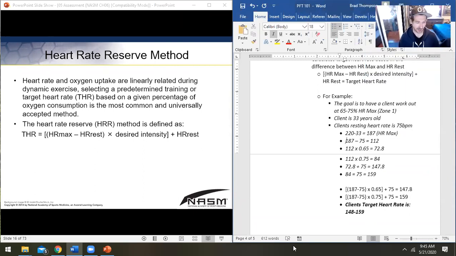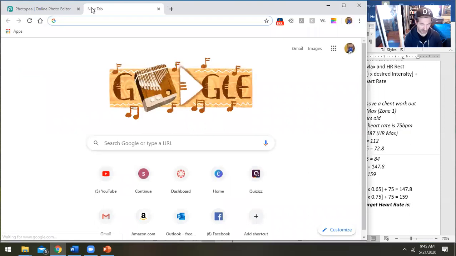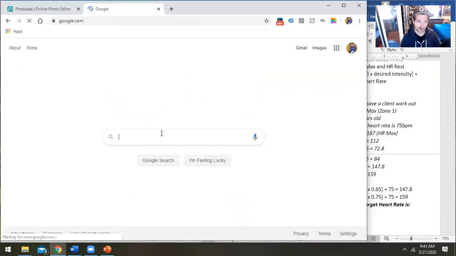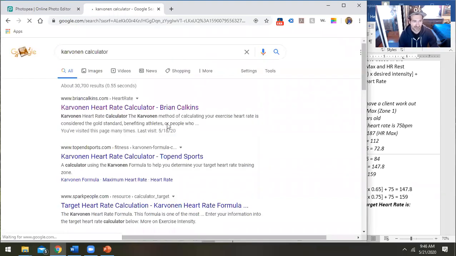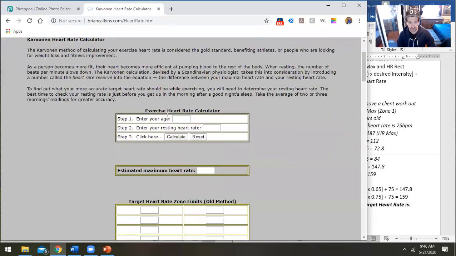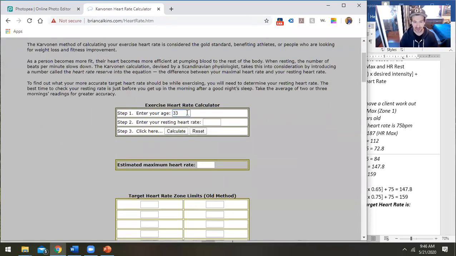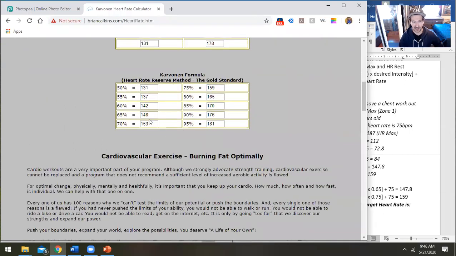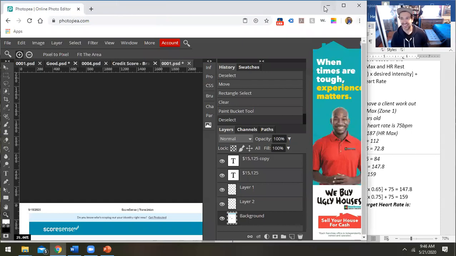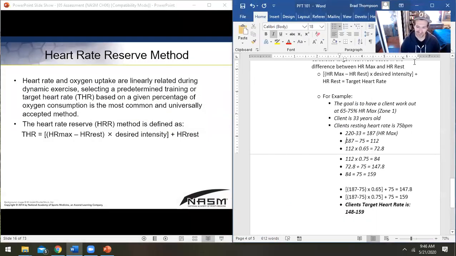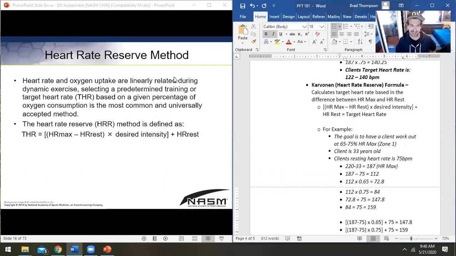By the way, if you do want to do this quickly, here's a little pro tip. You literally can just go to Google and search Karvonen calculator. Click the very first link, client's age, 33, and a resting heart rate, 75 beats per minute. Calculate and check it out. There's our numbers, 148 to 159. We did it in the click of a button in one Google search. So that is actually how I recommend doing it. It'll make your life a lot easier.